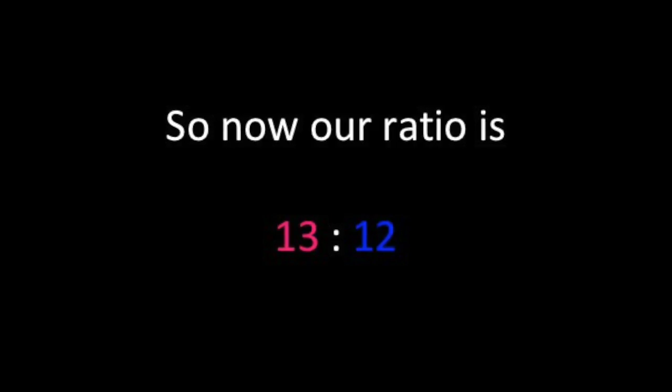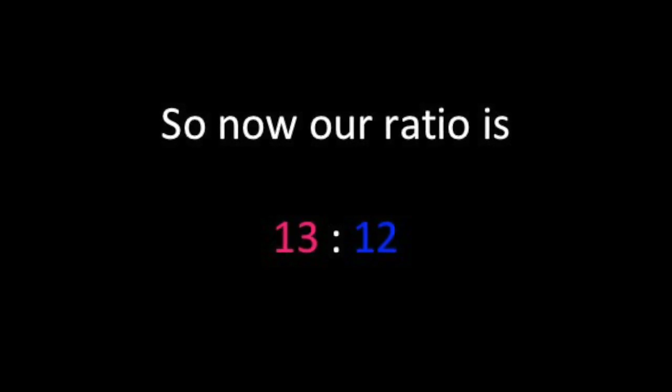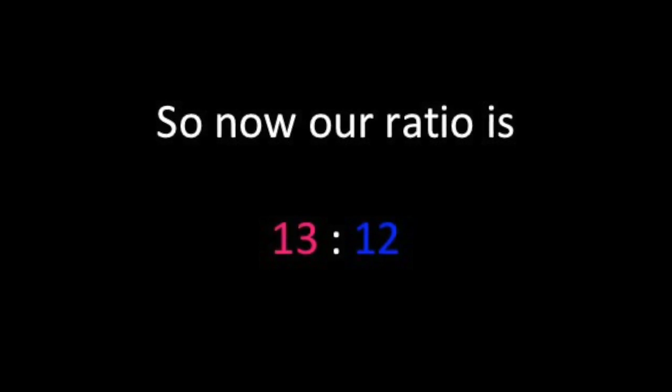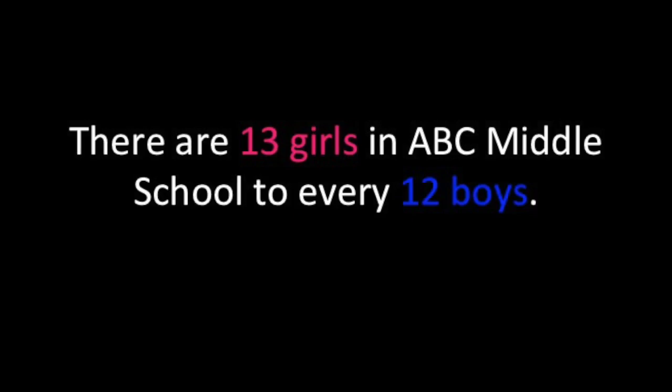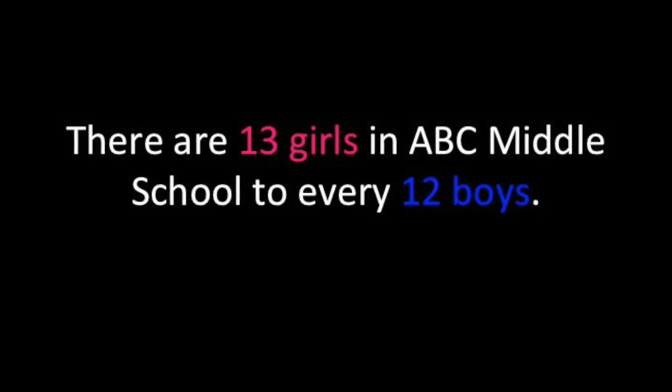Remember, this is only one way to write this ratio. The other way is the 13 over the 12, kind of looking like a fraction. That way is acceptable as well because it's the same thing. But either way, you would say the ratio is 13 to 12. Good job, guys. So there are 13 girls in ABC Middle School to every 12 boys.